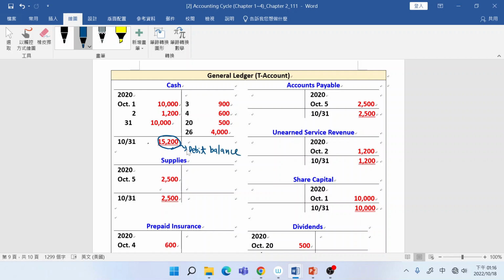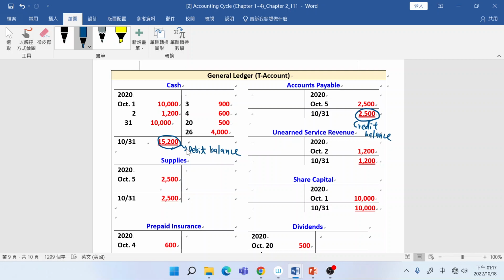So how about accounts payable? For accounts payable, which side do you have the final number on? Credit side. So we call it credit balance. So credit balance means the final number is on the credit side. So we call it credit balance.